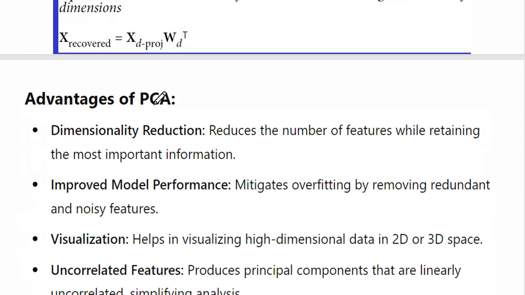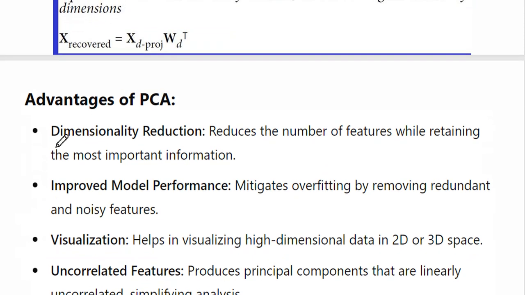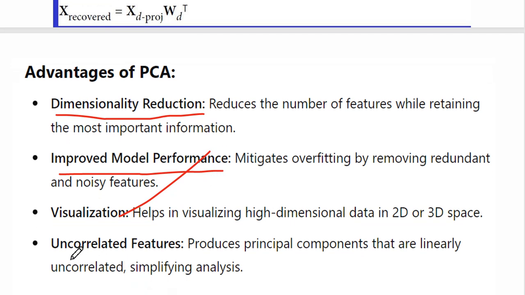Okay, the advantages of PCA: it is mainly helpful for dimensionality reduction and improves model performance. When we reduce the dimensionality, we need less time to train the model, which helps improve the performance of the model. We can easily visualize the data with a fewer number of components. Also, it produces uncorrelated features, principal components that are linearly uncorrelated, and we can simply analyze the features. These are some of the advantages of PCA. Okay, that is about PCA.